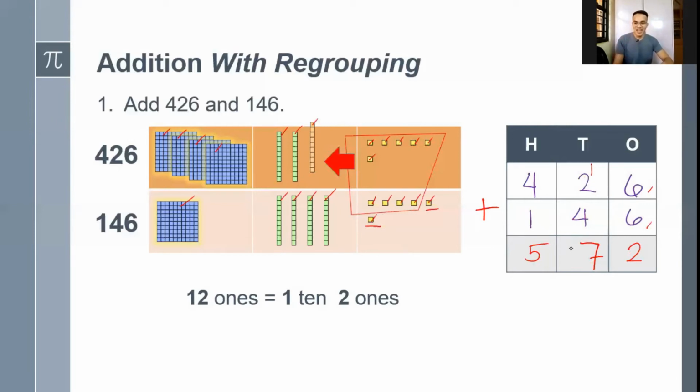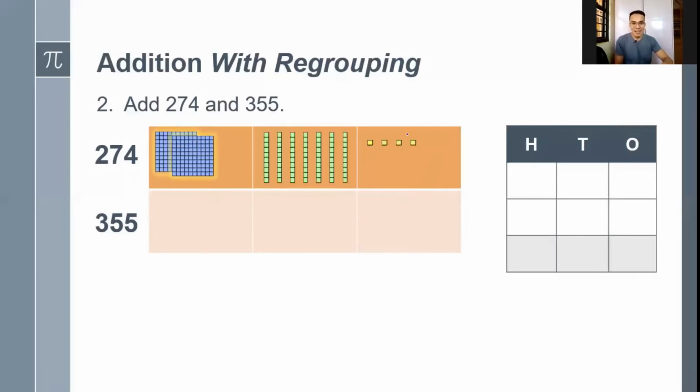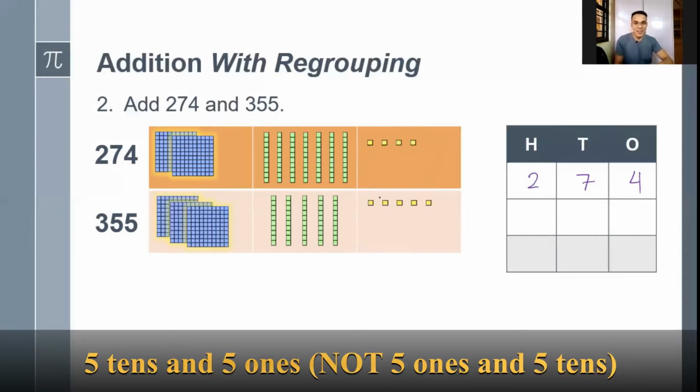Okay, let's have another example. We're going to add 274 and 355. Let's start with 274. In this number, there are 2 hundreds, 7 tens, and 4 ones. So we write here 2 hundreds, 7 tens, and 4 ones. In number 355, there are 3 hundreds, 5 tens, and 5 ones. So we write here 3 hundreds, 5 tens, and 5 ones.